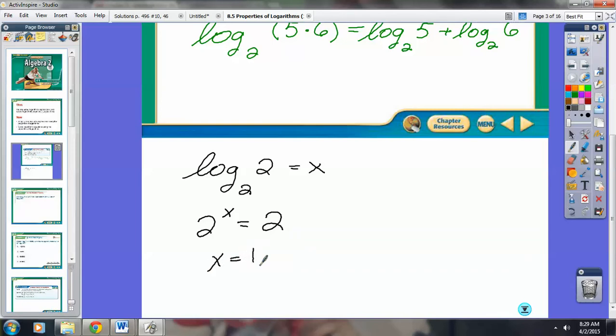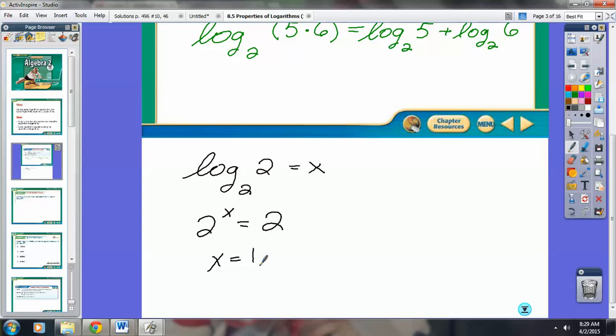Do you notice that our base and our argument are the same? If that's the case, that expression is going to be 1. And that will help you to solve a lot of things. Otherwise, you're just going to have to go off to the side and evaluate it. But if you can remember, if your base and your argument are the same, then that logarithm is equal to 1. That'll help you a lot.